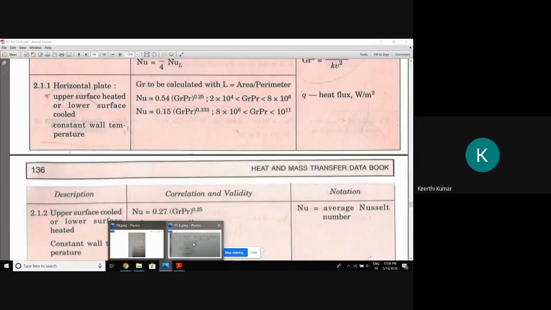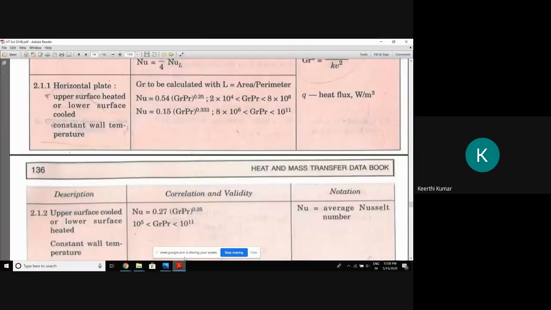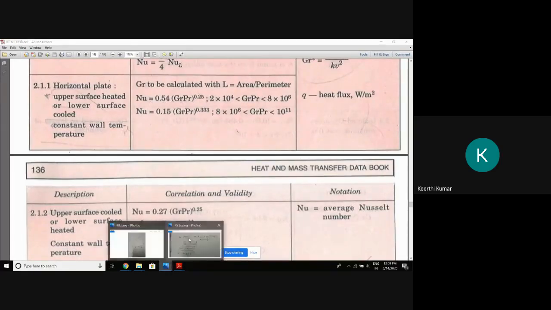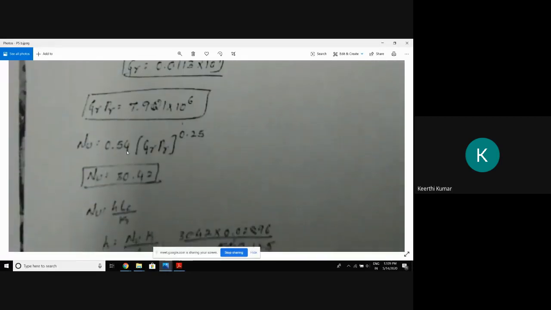Now the obtained value is in what form? It is 7.9 into 10 to the power of 6, so we will go for the first equation. There is no name for the equation. Just Nu, which I am supposed to use if the value of GR, PR is in this range: 0.54 GR, PR to the power of 0.25. Here, 0.54 GR, PR to the power of 0.25. If you simplify all the values, we will get the Nusselt number as 30.42.